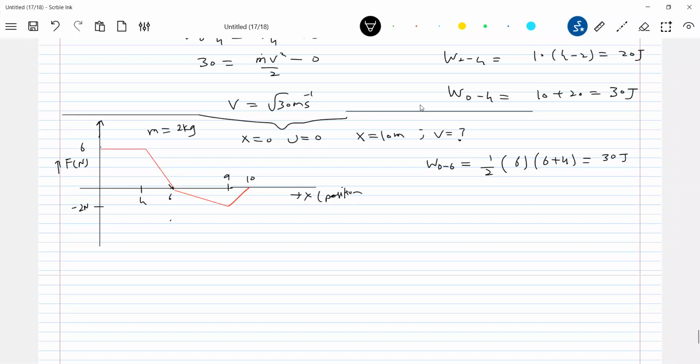So what is the speed of the particle at 6? Let's analyze. Initial kinetic energy, half m 0 square, plus work done from 0 to 6 equals half m v6 square. So this is 0 plus 30 equals 2 by 2 v6 square. So what is v6 equal to? Root 30 meter per second.